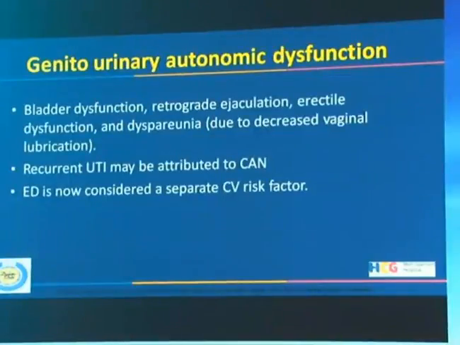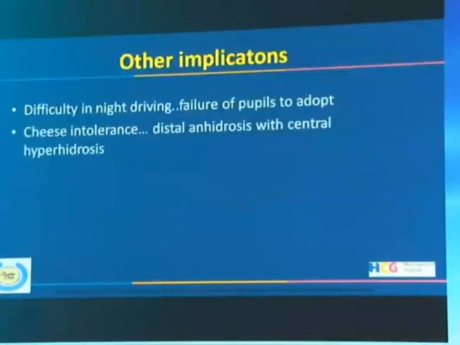Genitourinary autonomic dysfunction, once again, you all know bladder dysfunction and erectile dysfunction, which is out of the scope of this lecture. However, one must remember, erectile dysfunction is basically now a sign of independent cardiovascular dysfunction and cardiovascular risk factor. So for a patient of erectile dysfunction coming to you, the first thing that you need to do is to send him for treadmill, look for cardiovascular risk factor, treat them, and then treat his erectile dysfunction.